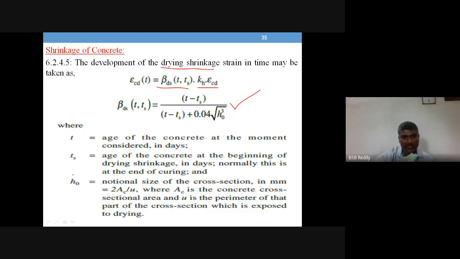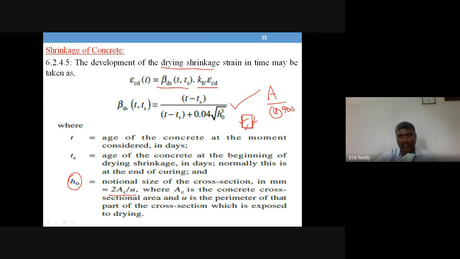Okay, and now as I said, h naught is given here: 2 times the cross sectional area of concrete divided by the perimeter which is exposed to the environment, or exposed to drying. Perimeter means not the sum of all four sides. Whichever sides are exposed, if these three sides are exposed, just add these three. So if it is 300 by 300, 300 plus 300 plus 300, so 900 is the perimeter which is exposed to the environment.